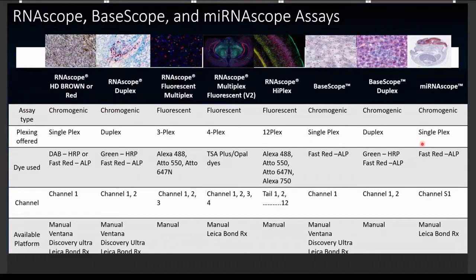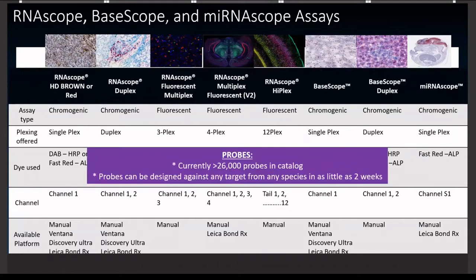So our assay is also compatible with some of the automated platforms, as mentioned here, the Ventana system and the Leica automated platforms. If you need more information about which assay is compatible with what system, please don't hesitate to reach out to us. Currently, we have over 26,000 probes in our catalog, where they're already designed for specific targets. But if you're interested in a custom probe that is not in our catalog, then we can design a probe against any target and any species in as little as 2 weeks.